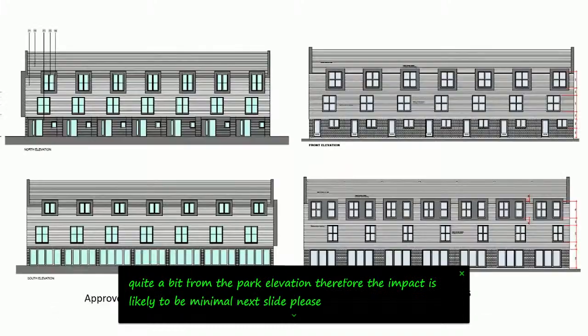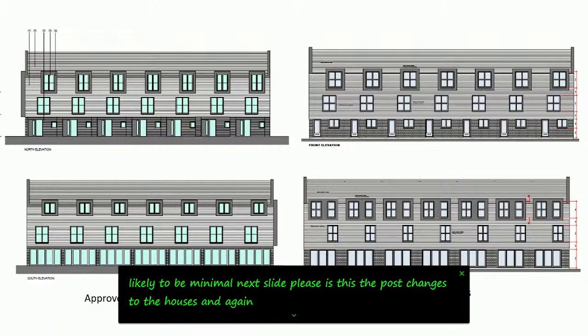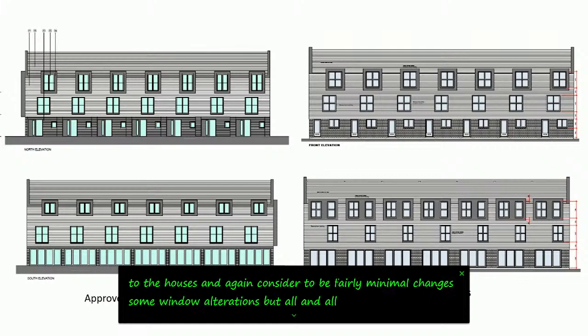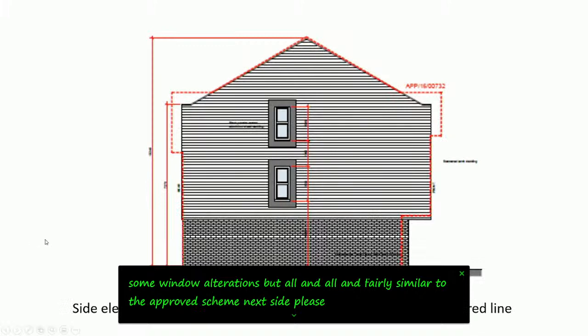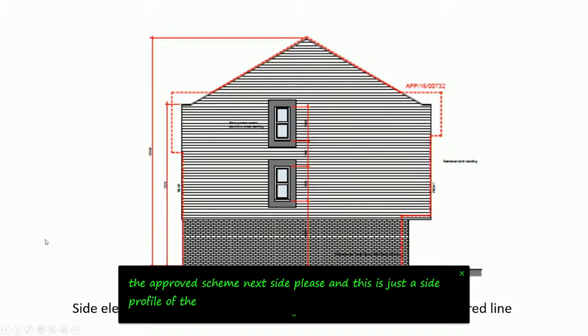Next slide, please. These are the proposed changes to the houses. Again, considered to be fairly minimal changes, some window alterations, but all in all, fairly similar to the approved scheme. Next slide, please. And this is just the side profile of the houses with the outline of the approved in a red dotted line. So again, showing very minimal changes to what has been approved.